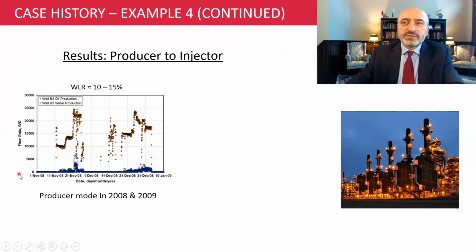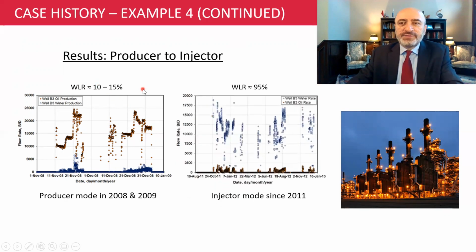This plot shows the well in the producer mode before it was converted to a water injector. The orange markers represent the oil flow rates, and the blue markers represent the produced water flow rates. And most of the time, the water cut is in the range of 10 to 15%. After the well was converted to an injector, we see that the blue markers now dominate the plot, and the water cut is in the range of 95%.